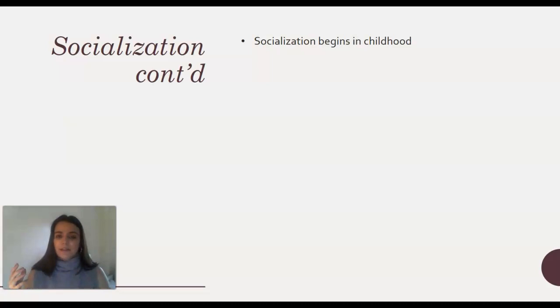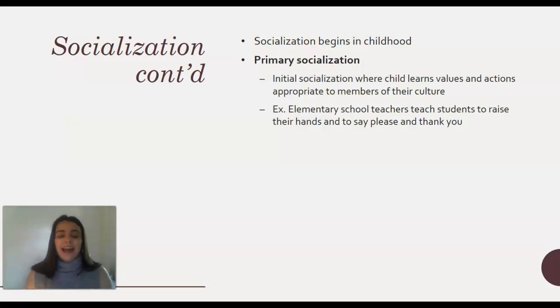So this process of socialization begins in childhood. It actually begins from the moment we're born and we start interacting with other human beings, right? That initial socialization in childhood is referred to as primary socialization. Okay, and this is again that first act of socialization wherein we learn the values and the actions that are appropriate to members of our culture and our society.